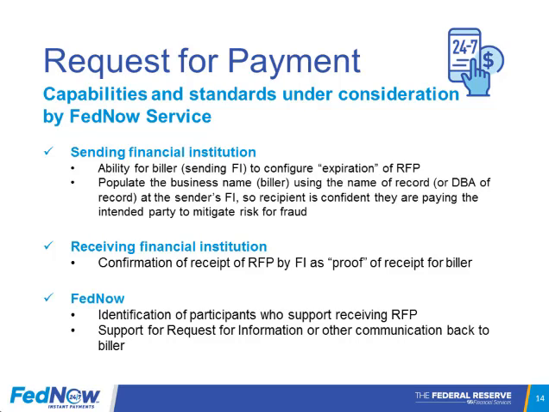We are considering requiring that a request for payment can be populated with the business name or the biller's name using the name on record with the financial institution, so that the recipient of the request for payment is confident that they're paying the intended party. And this, we think, will help to mitigate any concerns related to fraud, so that it's coming from a recognizable party. On the receiving financial institution side, we're considering a confirmation of receipt of RFP to serve as a kind of proof of receipt for the biller. So this would make it known to the biller that the financial institution has received the request for payment and has made it available to the end user or to the consumer.